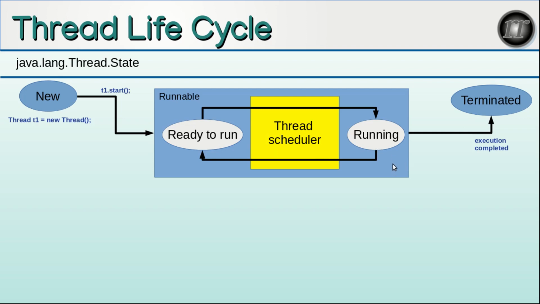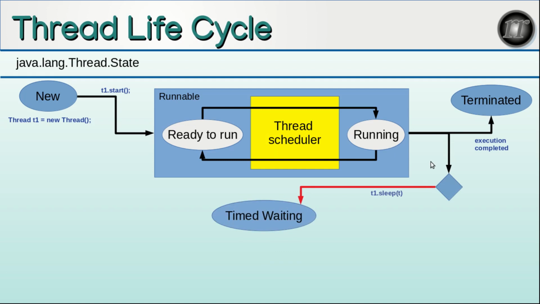We can also call the sleep method on the thread. So what happens is the thread can move to timed waiting state if the sleep method of the Thread class is called on the particular thread. In the sleep method, you pass the specified time, and when the specified time gets completed, the thread resumes the execution and attains the runnable state again.